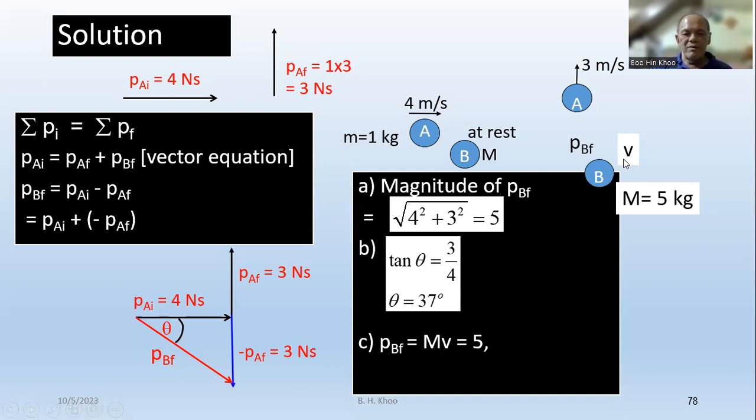Then we want to find the velocity. That's your final momentum of B, mv. M is 5, and the momentum 5 is obtained from here. So v is 5 divided by 5, 1 meter per second.